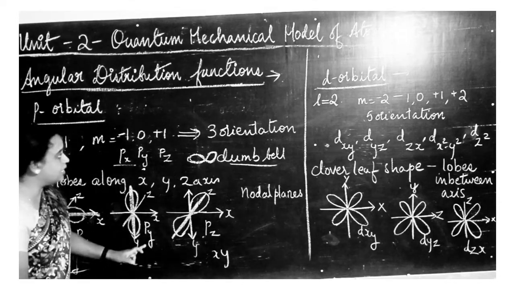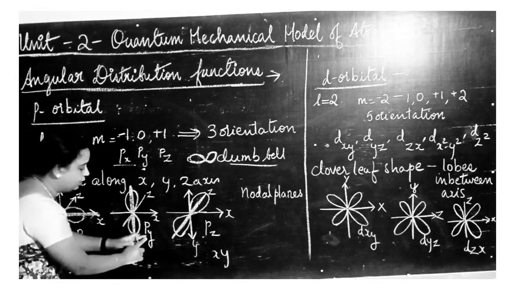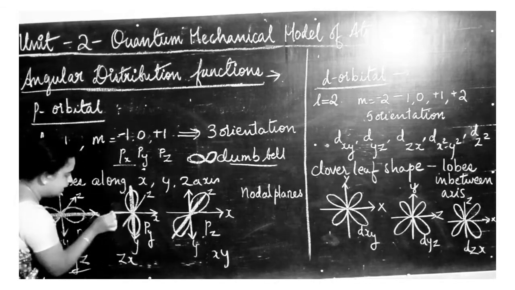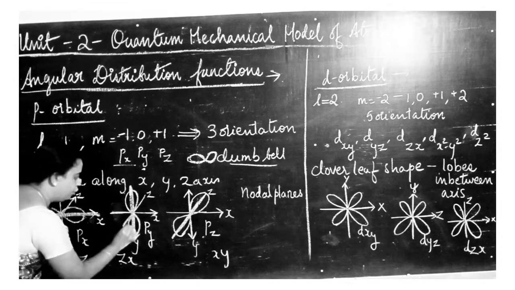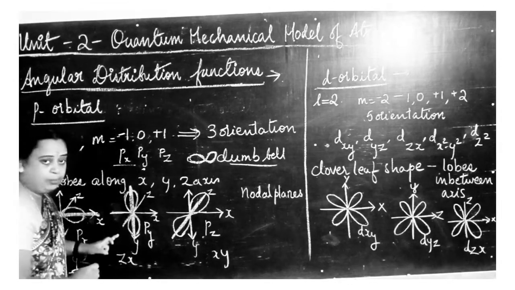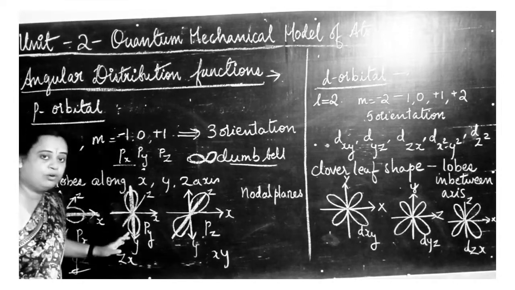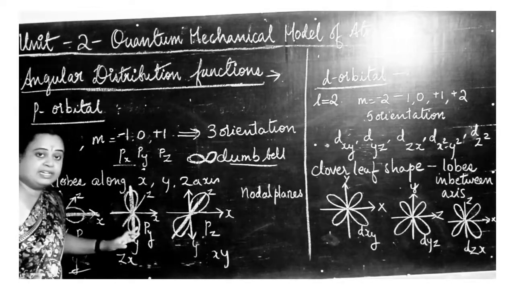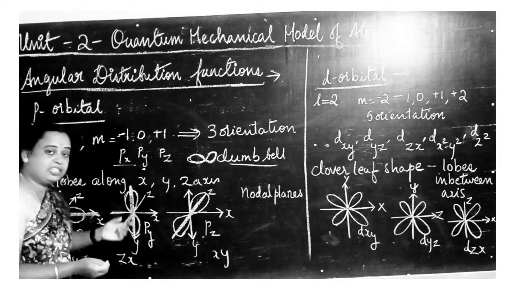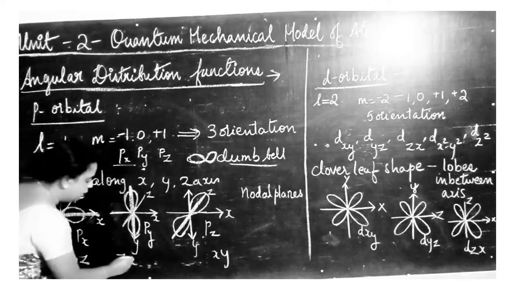Now let us look into the next orientation, py. So py means the lobe will be seen on the y-axis. You can see this is the x-axis, this is the y-axis, and the dumbbell-shaped lobe is seen on the y-axis. So what will be the nodal plane? The x and z is the nodal plane, because on these two axes there are no lobes. The axes where there are no lobes are considered as the nodal plane. So xz is the nodal plane.